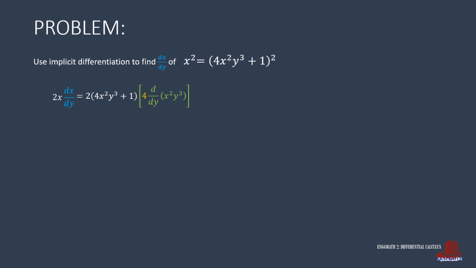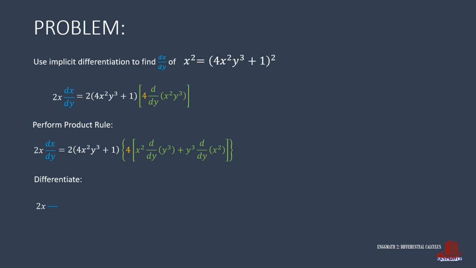The next step to take out the derivative is to employ the product rule. So the rest of the function is copied from 2x dx over dy to twice of the binomial 4x squared y cubed plus 1. With the product rule, the expansion then becomes 4 times the first term x squared times the derivative of y cubed plus y cubed with the derivative of x squared. With the expansion completed, we differentiate.